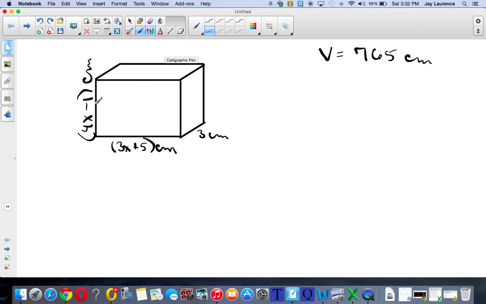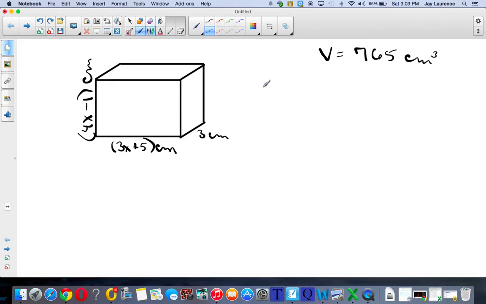All right, so first thing I do when I go to set this problem up is I look at the picture. I'm given a rectangular prism. I'm given three of its measurements. Two of the measurements have variables in them, though. So I don't actually know how long or how wide or how tall. I only know this one dimension here, which is 3 centimeters. I do, however, know that the volume is 765 cubic centimeters.